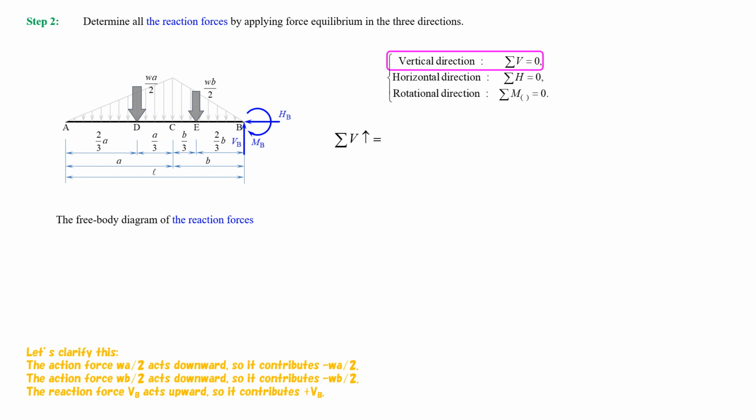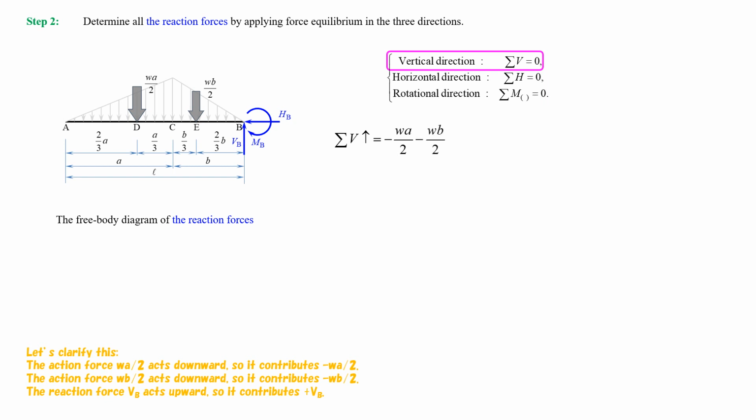Let's clarify this. The action force, W multiplied by A, divided by 2, acts downward, so it contributes, minus W multiplied by A, divided by 2. The action force, W multiplied by B, divided by 2, acts downward, so it contributes, minus W multiplied by B, divided by 2.